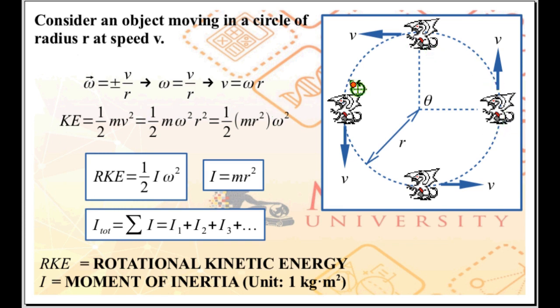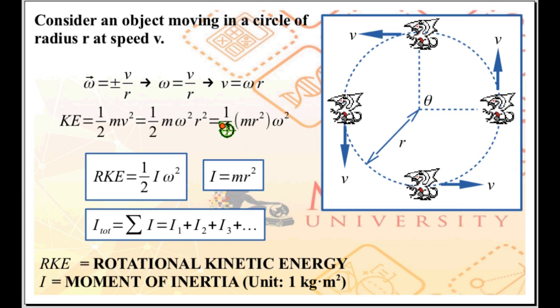The object is moving, therefore it has kinetic energy. Kinetic energy is equal to 1/2 mv squared. Now, v here, the speed of the object, is the tangential speed. So we can replace v by omega r, and we get 1/2 m omega squared r squared. We can group together m and r squared, so we have 1/2 quantity of mr squared times omega squared.